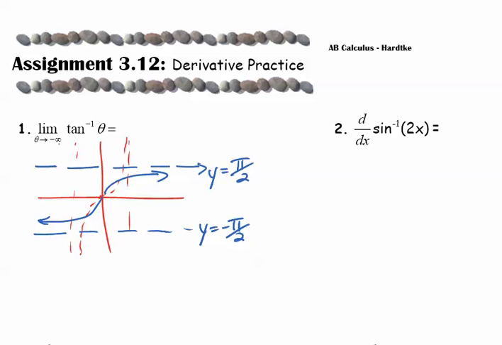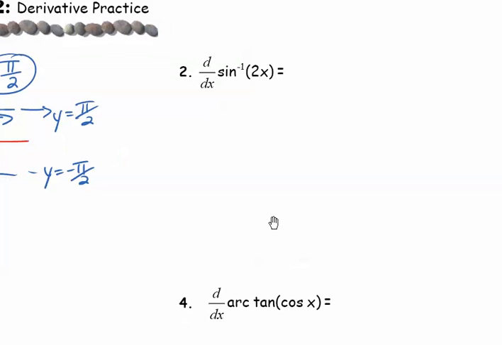So our limit, as the angle goes to negative infinity, we're working in this area of the graph. As our x-coordinate, theta here, our independent variable, goes to negative infinity, we're getting closer and closer to the horizontal asymptote of negative pi over 2. All right, now we're practicing our inverse trig derivatives.